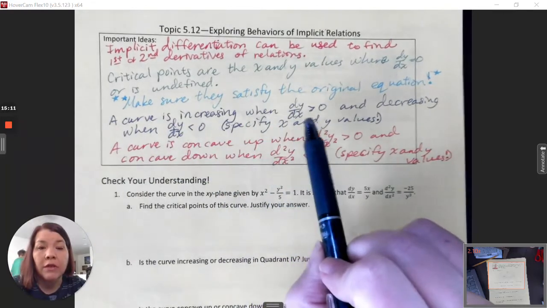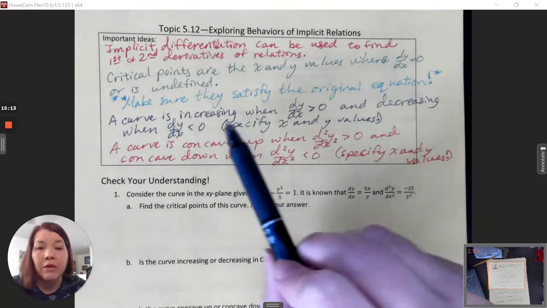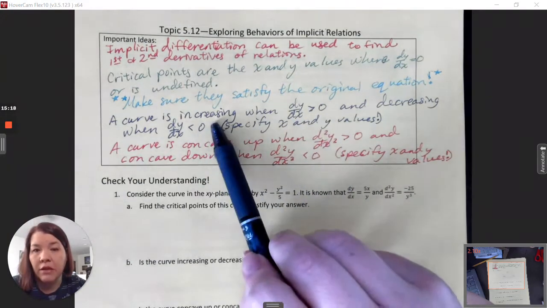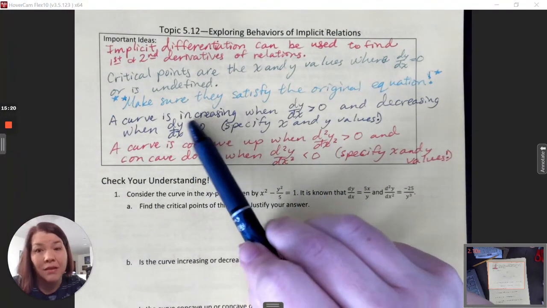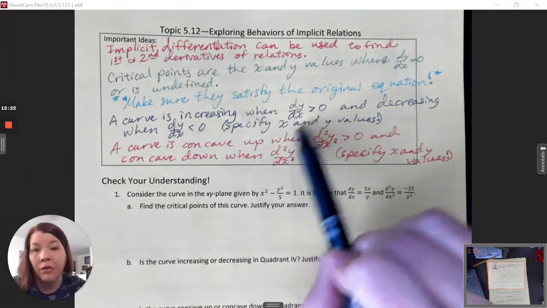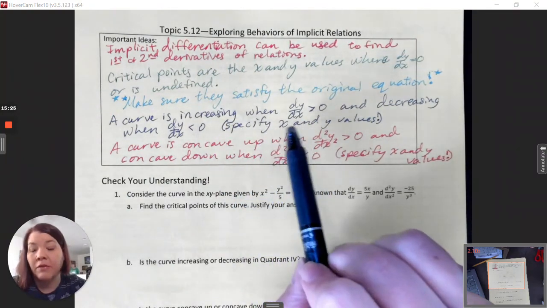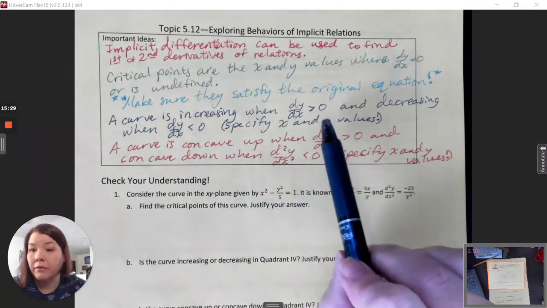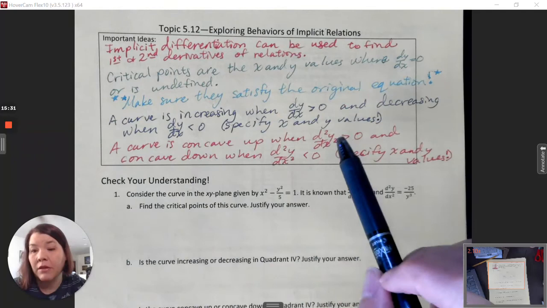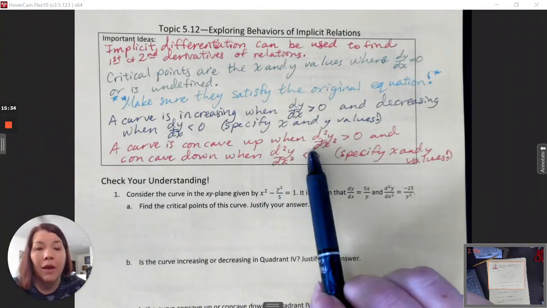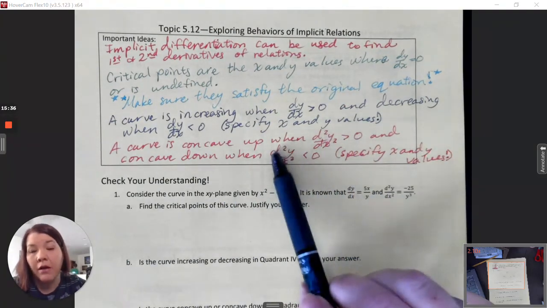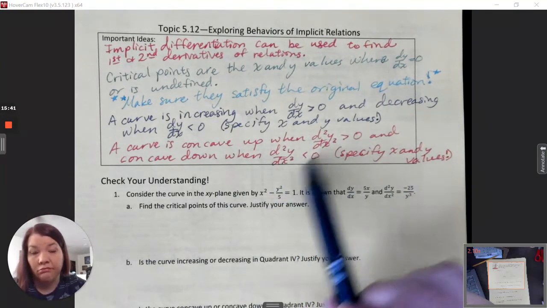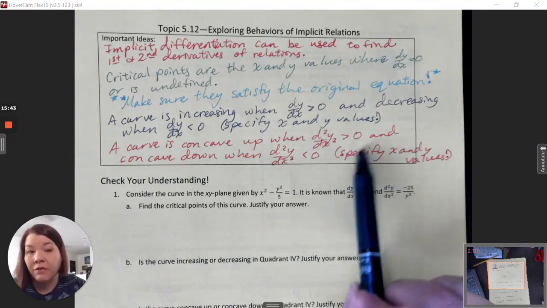A curve is increasing when the first derivative is positive and decreasing when the first derivative is negative. This is not new. It's exactly the same relationship. The difference is you need to specify both x and y. That's why we talked about quadrants, because we're specifying both x and y. A curve is concave up when the second derivative is positive, and concave down when the second derivative is negative. Same thing. Not new at all. But the new part is to specify the x and y values.